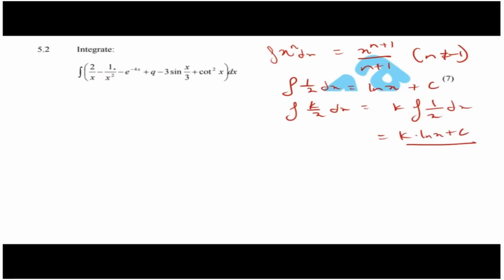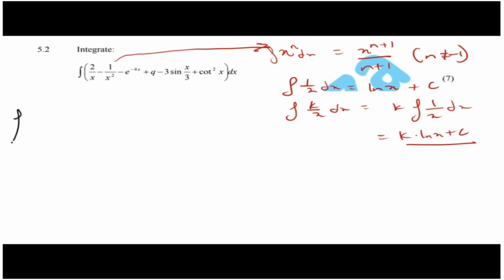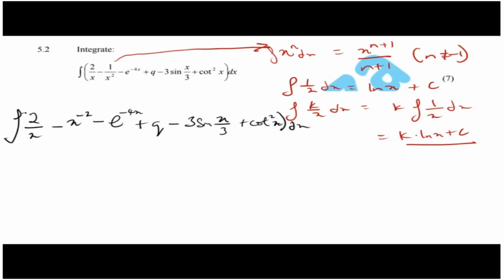It's only this one we need to simplify. Then we apply this rule. Is that fine? So let's do it. So we'll have the integral of 2 over x minus, if we simplify this, x raised to the power of -2, minus e raised to the power minus 4x plus q plus 3 sine x over 3 plus cot squared x dx. All right, so let's start integrating. That was the only thing we needed to simplify.